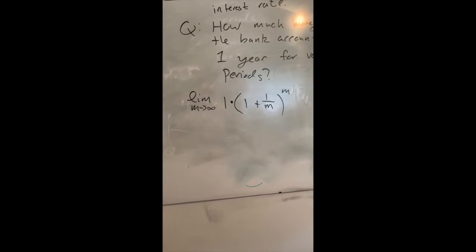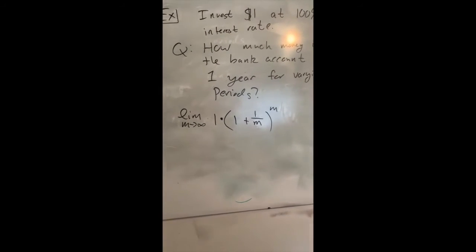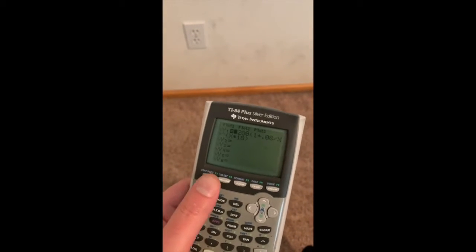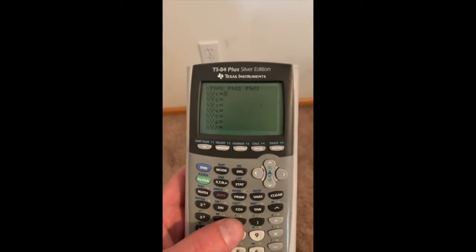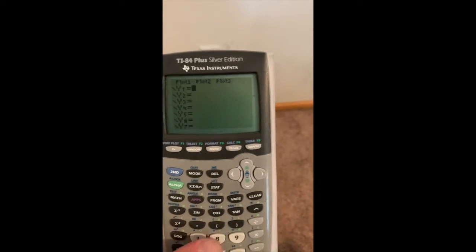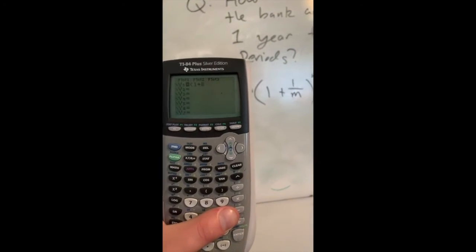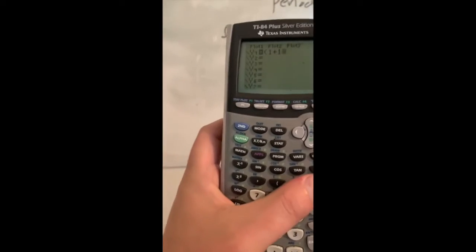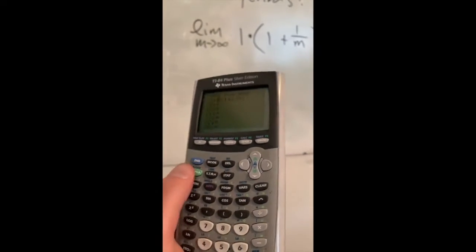Okay, let's try to figure out how much money we would have in this bank account as we let m go to infinity. We're going to plug this into our calculator. We'll go to the y equals and erase this. So we had $1. Instead of writing 1 times, we'll just put a parenthesis. We have a 1 plus, instead of an m, we'll use an x. So we'll do 1 divided by x, and then we'll close the parenthesis.